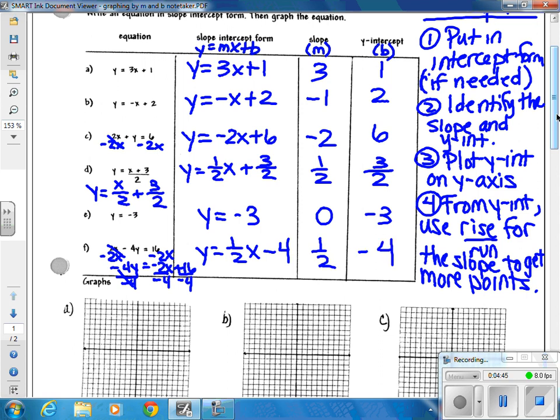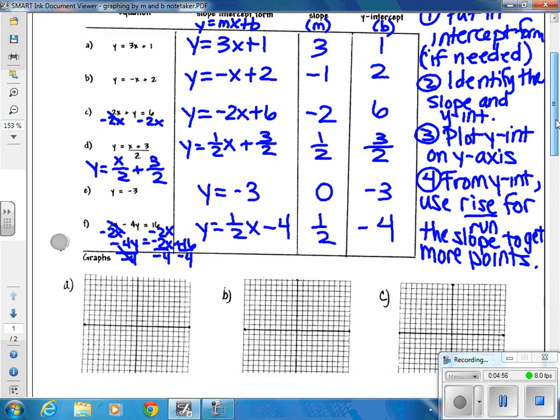Now using only the slope column and the y-intercept column, because that's all I'm going to need, I can graph all 6 of these lines and graph them accurately and be done. It is that simple to do once you have those 2 numbers.